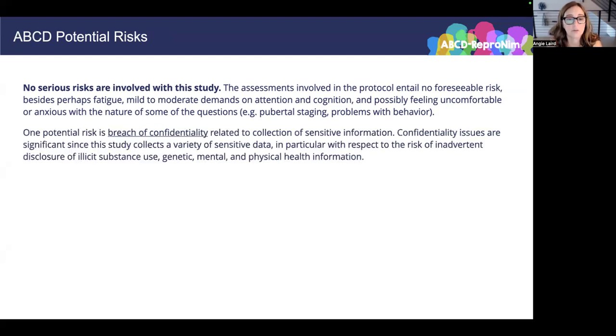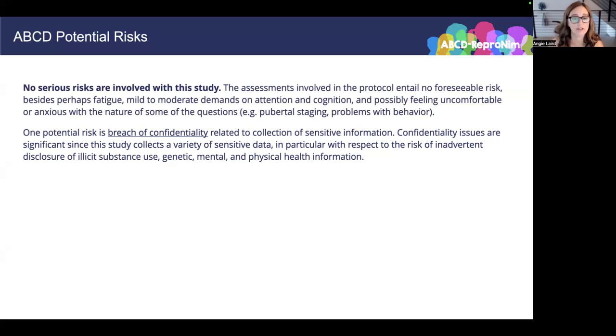One potential risk was a breach of confidentiality related to collection of sensitive information. Confidentiality issues can be significant, and this study collects a lot of sensitive data, particularly with respect to the risk of inadvertent disclosure of illicit substance use, genetic, mental, and physical health information. Since personal information is gathered, there is also the risk of possible invasion of privacy.